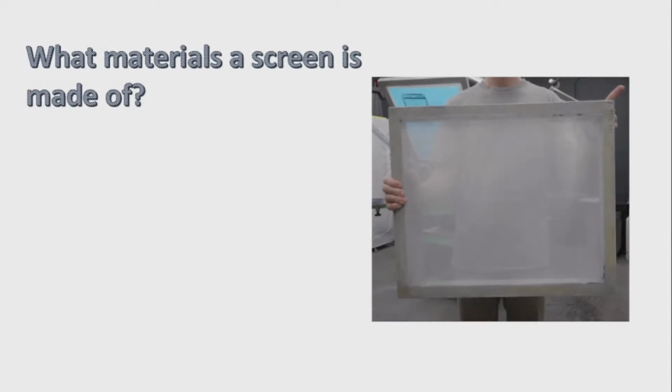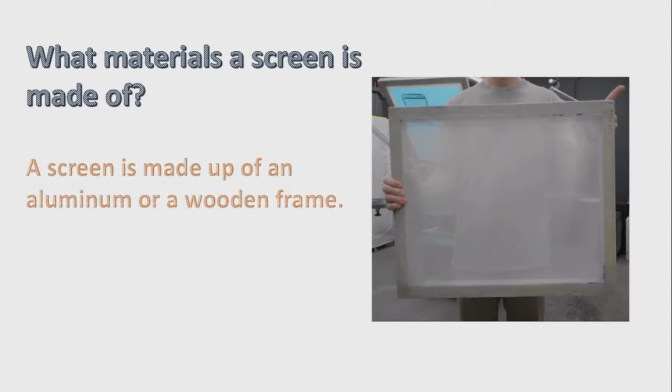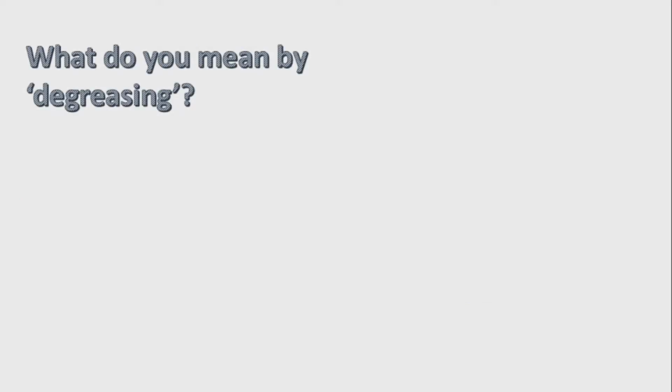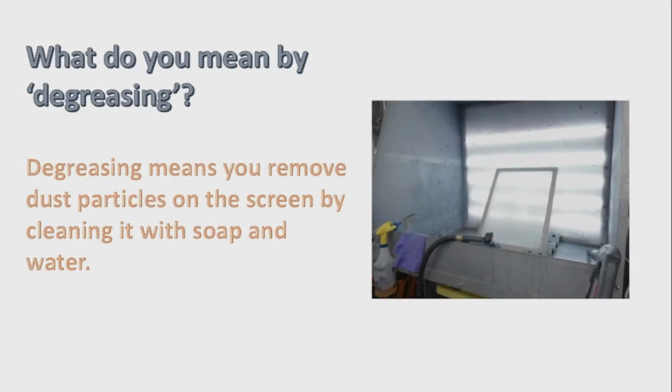Number 3. What materials is a screen made of? The answer is, a screen is made up of an aluminum or a wooden frame. Number 4. What is the first thing you should do when you get your screen? The answer is, the first thing you should do when you get your screen is to degrease it. Number 5. What do you mean by degreasing? The answer is, degreasing means you remove dust particles on the screen by cleaning it with soap and water.